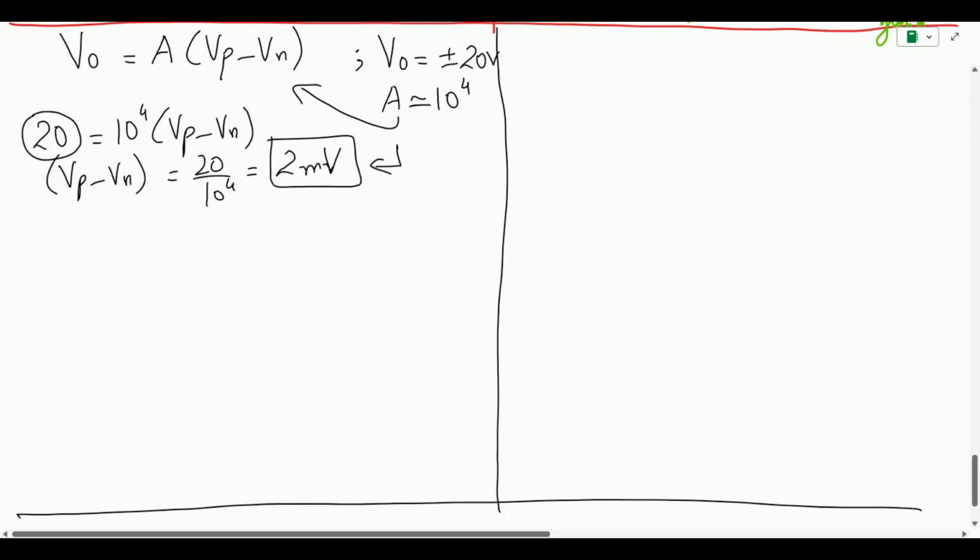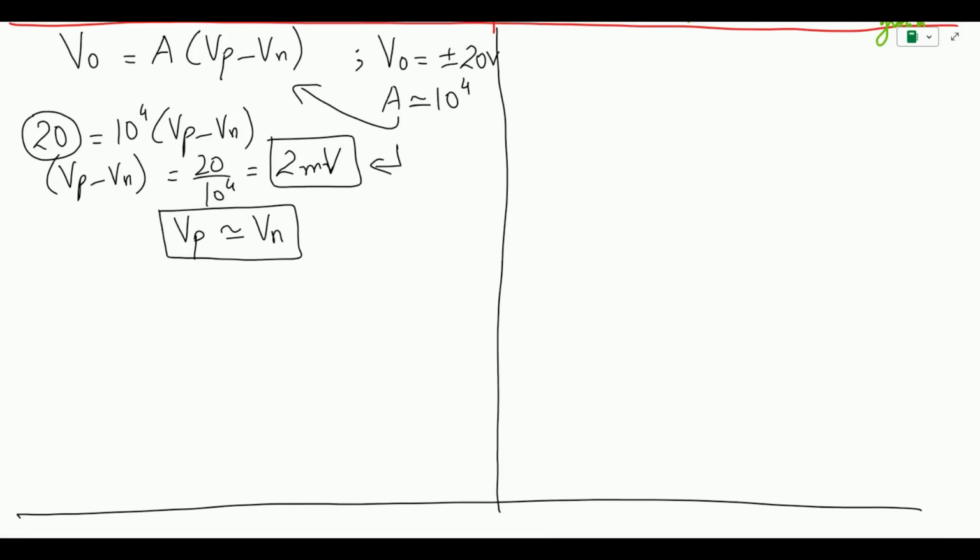It's a very small value, so we say that this is negligible. So we can say that Vp can be approximated to Vn, and this is a new thing that we have discovered when doing the analysis of an ideal operational amplifier. Since the input value is so small, which is 2 millivolts compared to the output voltage of 2 volts, we can say that Vp can be approximated to Vn.